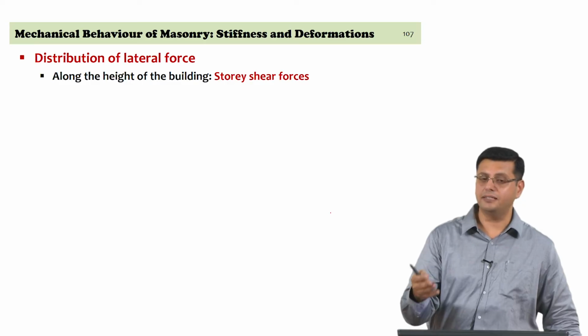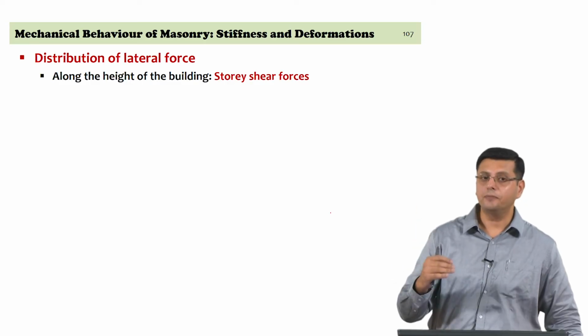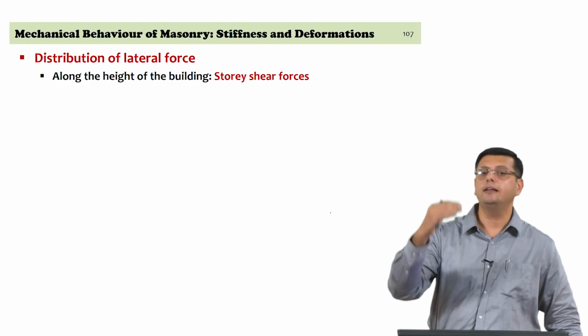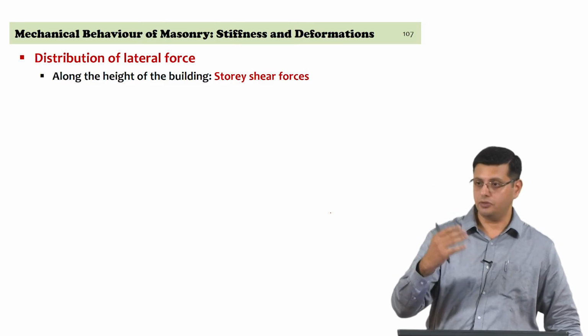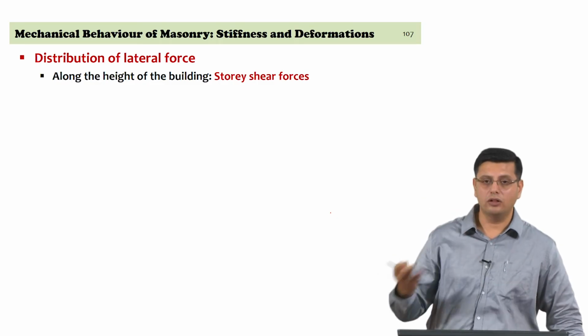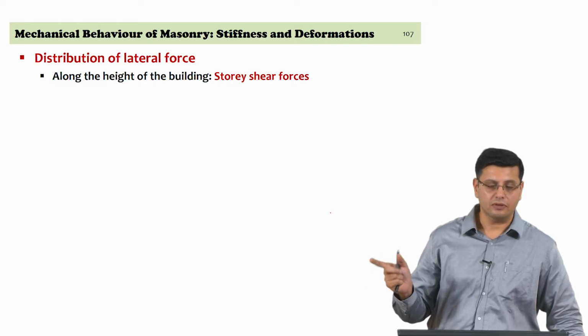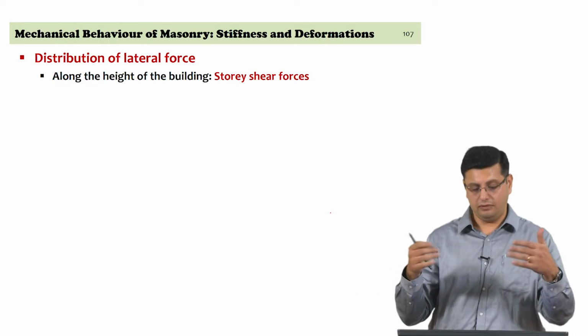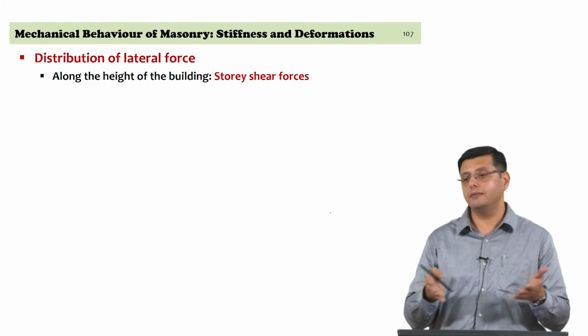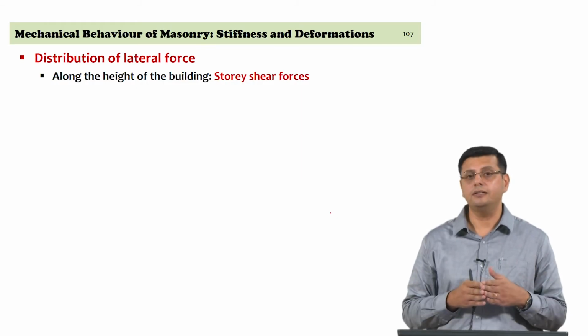Once the base shear is estimated for a given building, this base shear is then distributed along the height of a structure. So, if you have a single storied structure, all the base shear is equilibrated by the walls that are present in the single story, in the ground story structure itself.